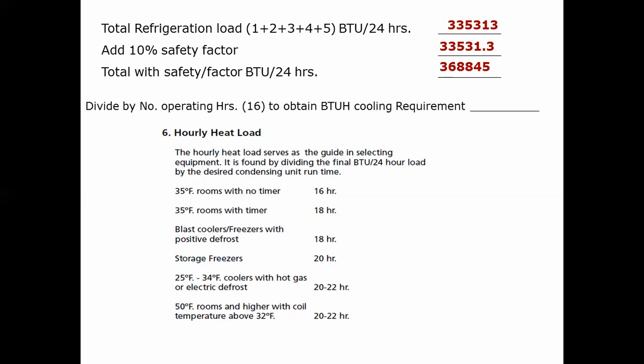So you have to divide the above value by the number of operating hours to obtain BTU per hour. In this case, the operating hour is 16. So the cooling load requirement will be this value divided by 16. You divide this value by 16, you might be getting 23053. Let me know whether this answer is correct or not.